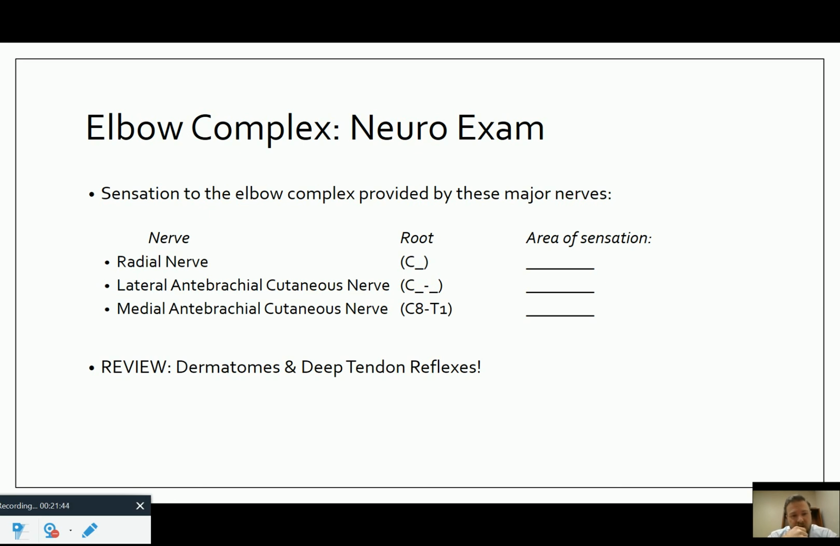But there are certain nerves: the radial nerve, the lateral antebrachial cutaneous nerve, and the medial antebrachial cutaneous nerve are the main nerves that provide sensation to the skin around the elbow joint. So I want you guys to find the nerve roots associated with those, and then also the area that they are innervating.